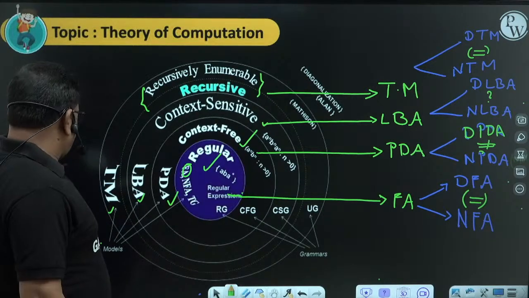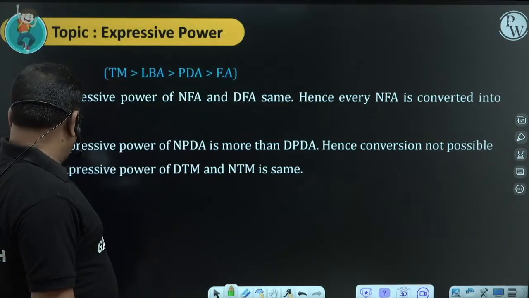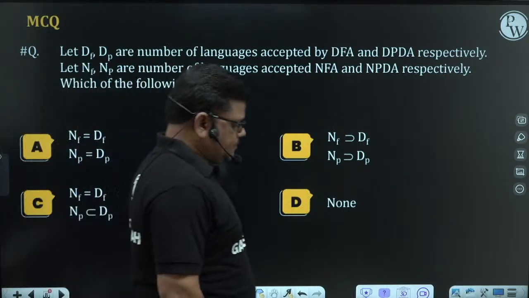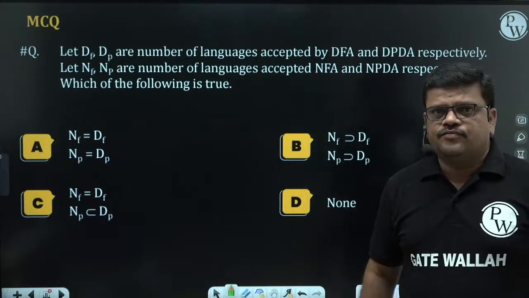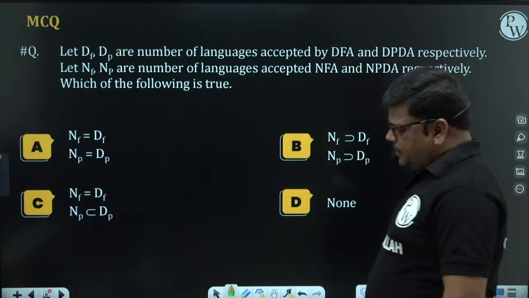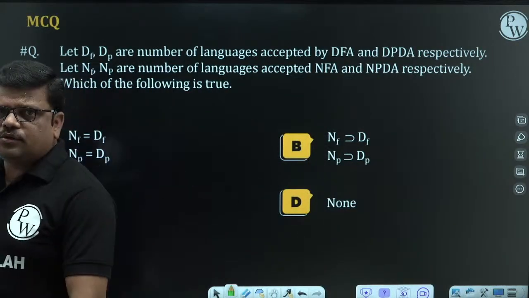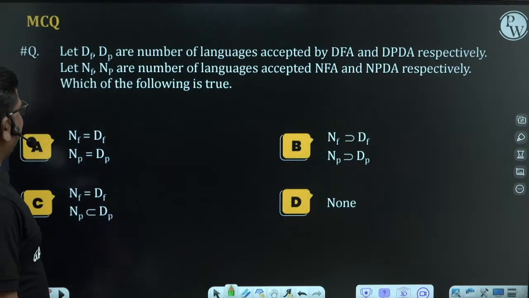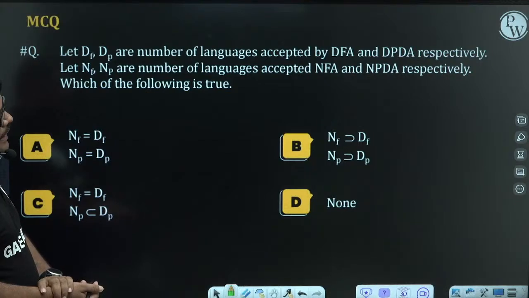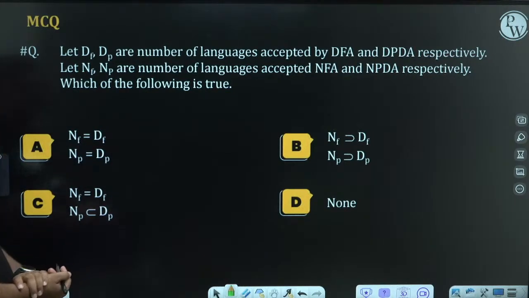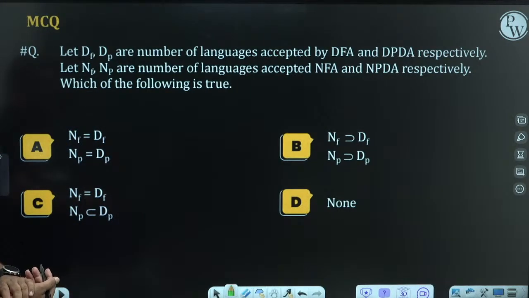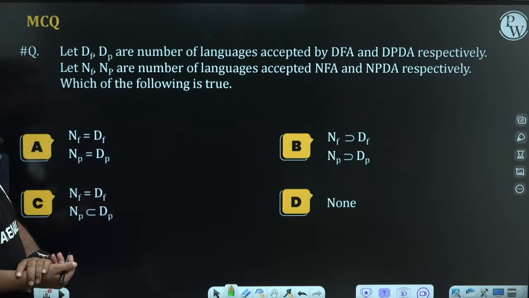Right? We got one question in a previous year paper. This is the GATE question. So see this question from the same topic. From this topic, the questions generally will be like this. Let DF and DP be the number of languages accepted by DFA and DPDA respectively. Let NF and NP be the number of languages accepted by NFA and NPDA respectively. Which of the following is true?